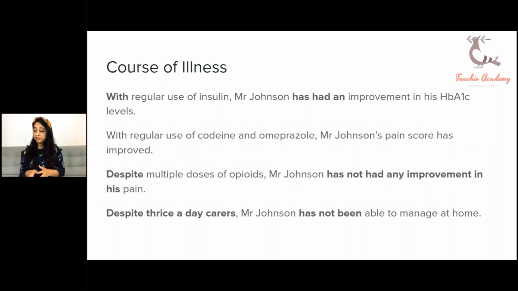Now, things might change during the course of the hospital admission. So you can write course of illness. So the patient's illness might get better or it might get worse. So you can write, with regular use of insulin, Mr. Johnson has had an improvement. So the improvement still persists. That's why it's going to be has had.